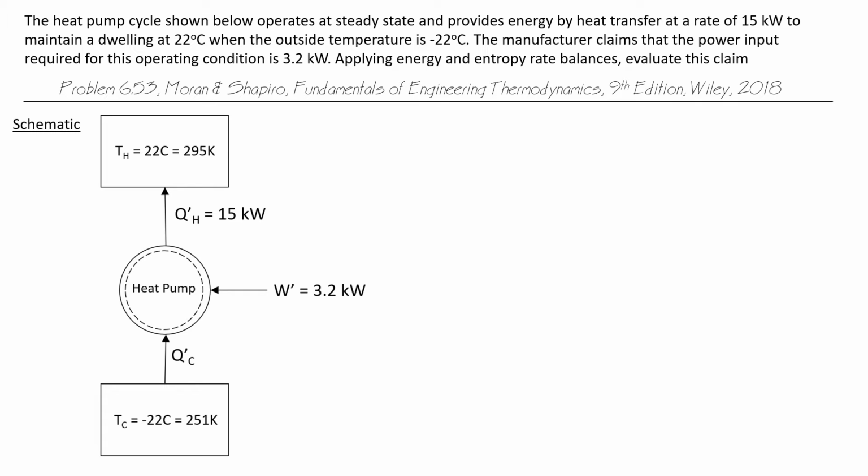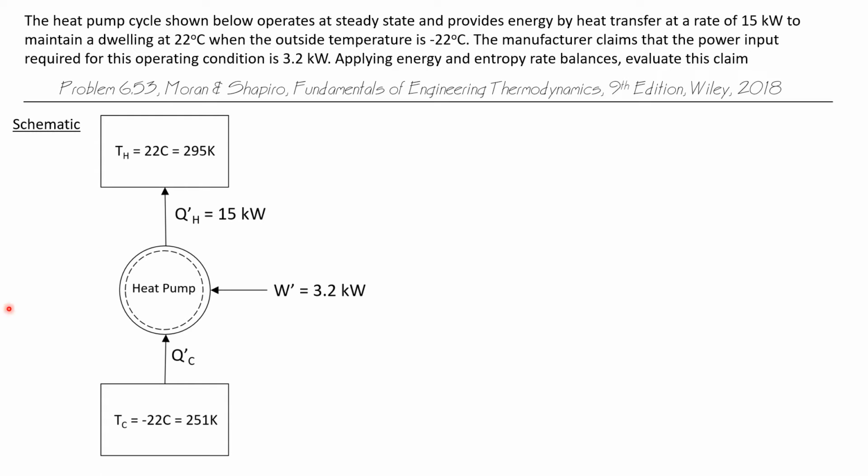The heat pump cycle shown below operates at steady state and provides energy by heat transfer at a rate of 15 kilowatts to maintain a dwelling at 22 degrees C, when the outside temperature is minus 22 degrees C. The manufacturer claims that the power input required for this operating condition is 3.2 kilowatts. Applying energy and entropy rate balances, evaluate this claim.